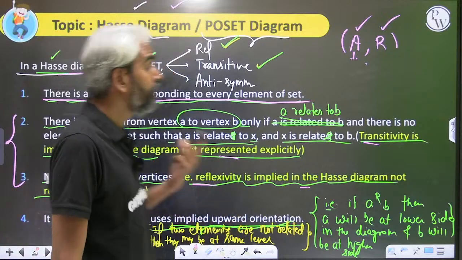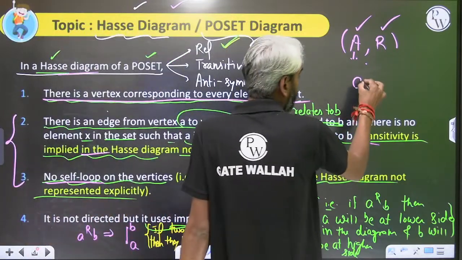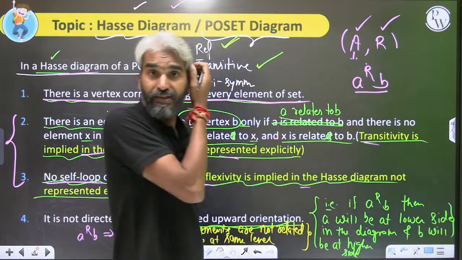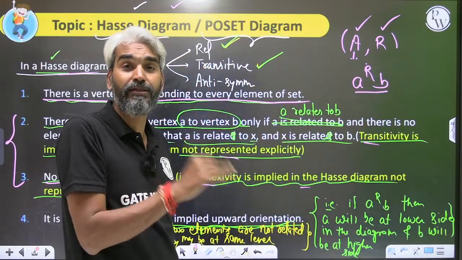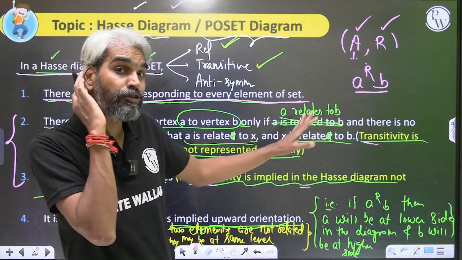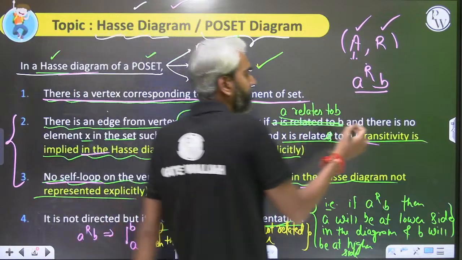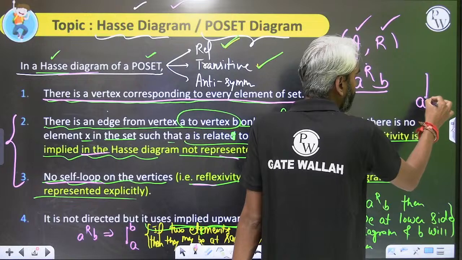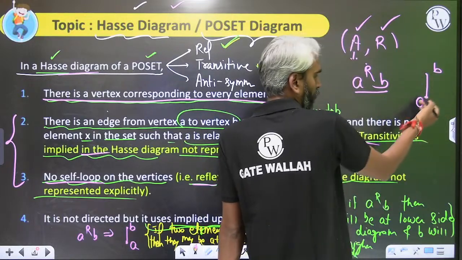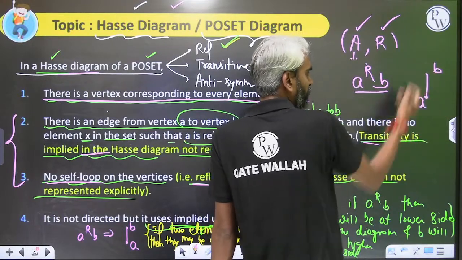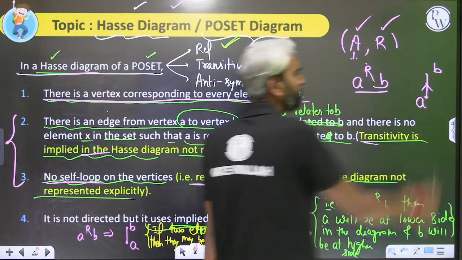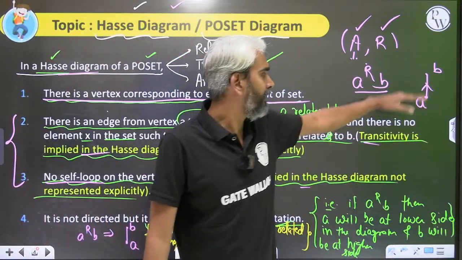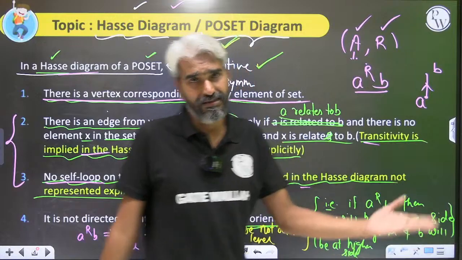What does it mean? If A relates with B, we know that B does not relate with A, because if A relates with B and B relates with A, then it will become a symmetric pair and it is not allowed in the poset. So if A relates to B, then in the Hasse diagram A will appear at the lower side and B will appear at the upper side. So either this is that A relates with B, or you can draw an explicit direction in the edge and you can say that A relates with B. So that's the simple concept.